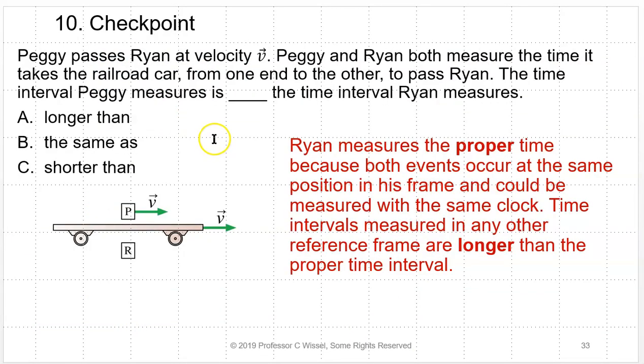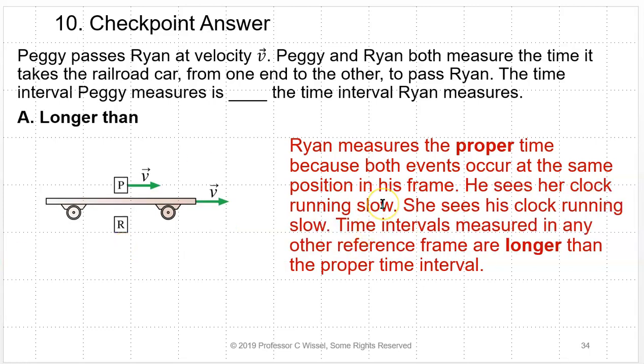Peggy passes Ryan at velocity v. Peggy and Ryan both measure the time it takes the railroad car from one end to the other to pass Ryan. The time interval Peggy measures is longer than, the same as, or shorter than the time interval Ryan measures. Well, Ryan measures the proper time because both events for him occur at the same position in his frame. He only needs one clock to do this. He sees her clock running slow. She sees his clock running slow. But time intervals measured in any other reference frame are longer than the proper time interval. The time interval Peggy measures is longer than the time interval Ryan measures.